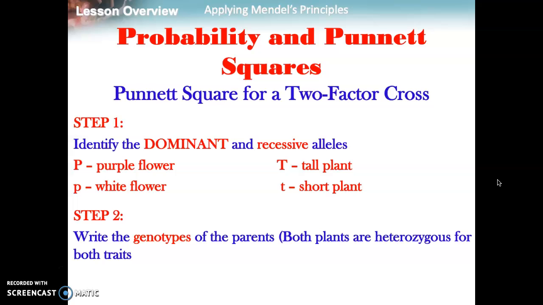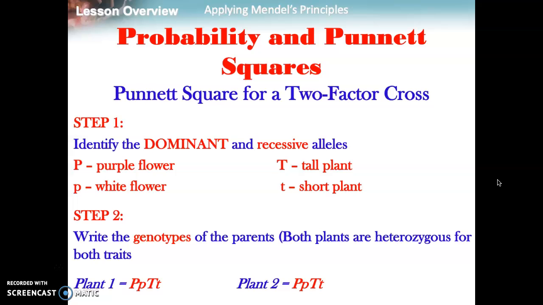Step 2, write the genotypes of the parents. Again, the genotypes are going to consist of 4 letters. In this case, both our plants are heterozygous. So you have to ask yourself again, what does heterozygous mean? Heterozygous means that the alleles for that particular trait are different. In other words, you need 1 capital letter and 1 lowercase letter for each of the traits. So both of our plants are going to have a big P and a small p for flower color. And they're both going to have a big T and a little t for their stem length, because again, they are heterozygous for both traits.